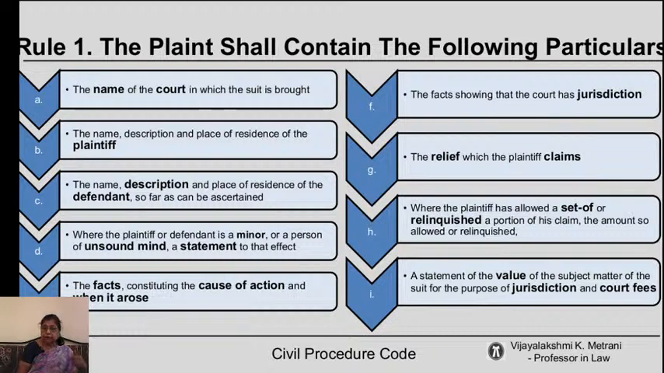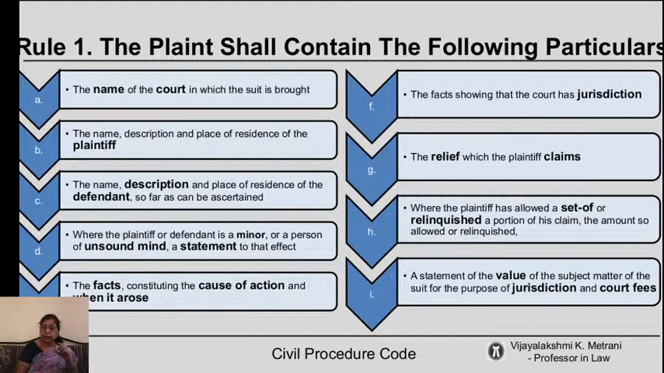Then the facts constituting the cause of action and when it arose. Then it comes to the facts. The format of the plaint and the format of the written statement are already given in the CPC itself. So what are the other essentials? First is whatever facts constitute the cause of action. What is the reason why you are coming before the court, and when that cause of action arose.